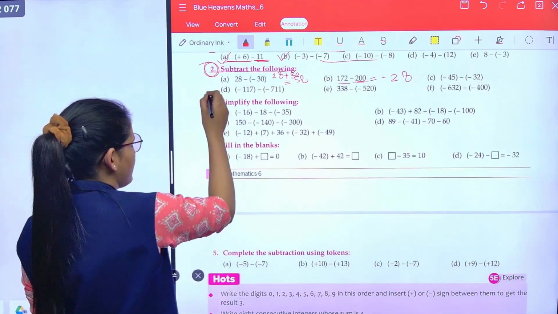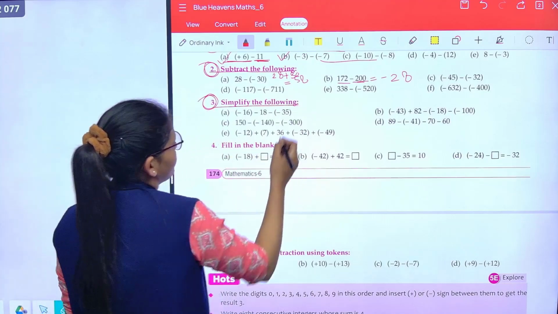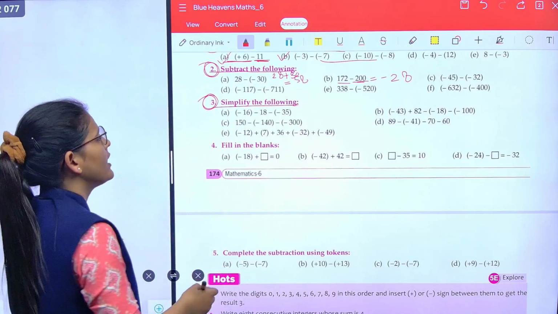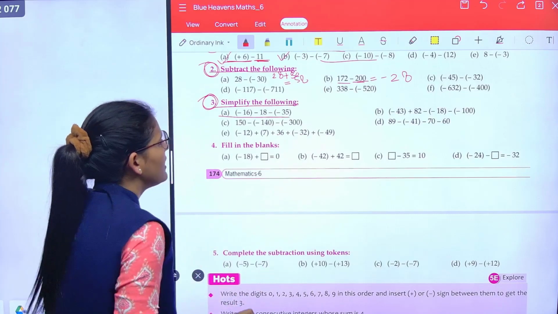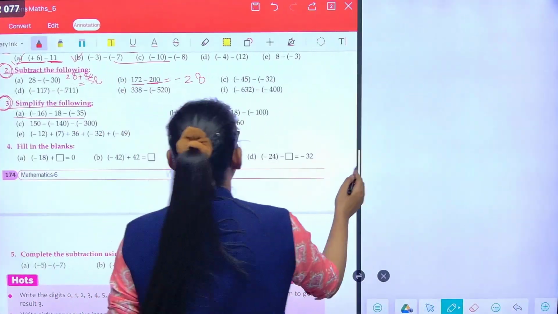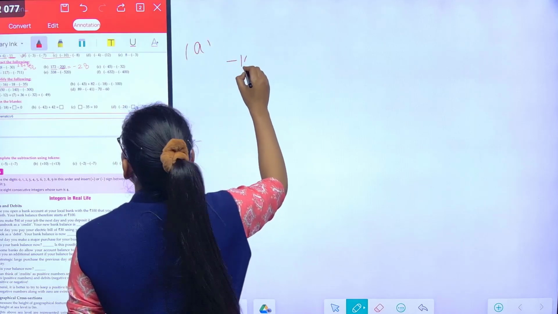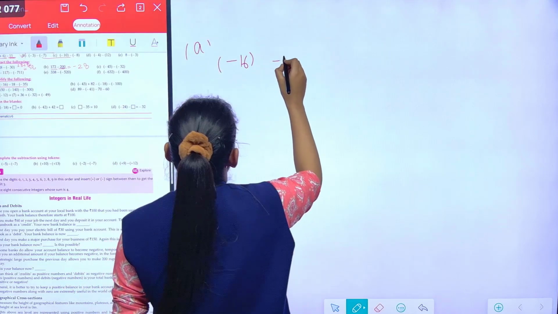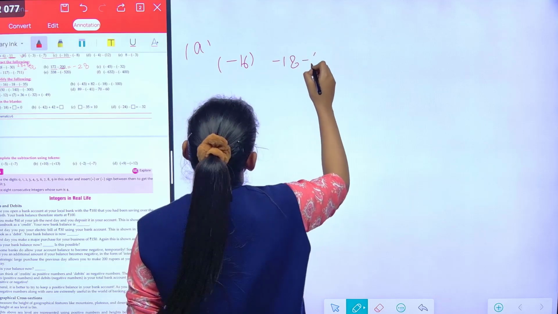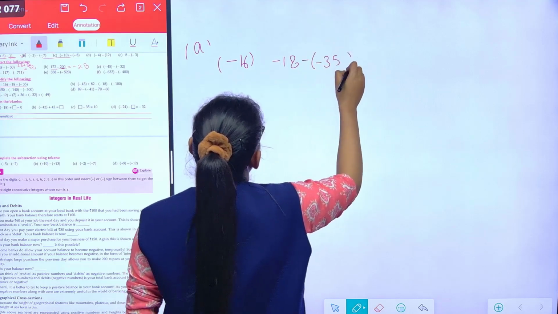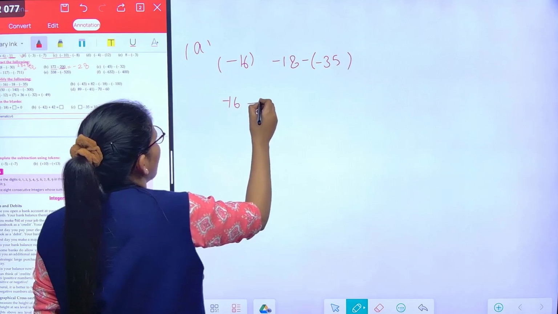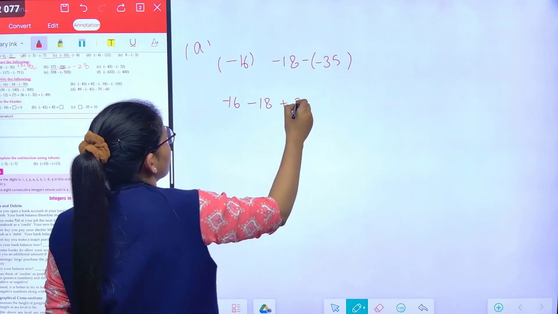Come on, question number 3. Simplify the following. Minus 16 plus 18 minus minus 13. Now class, see the A part. Minus 16 minus 18 minus minus 35. Now class, minus 16 minus 18 minus minus plus 35.